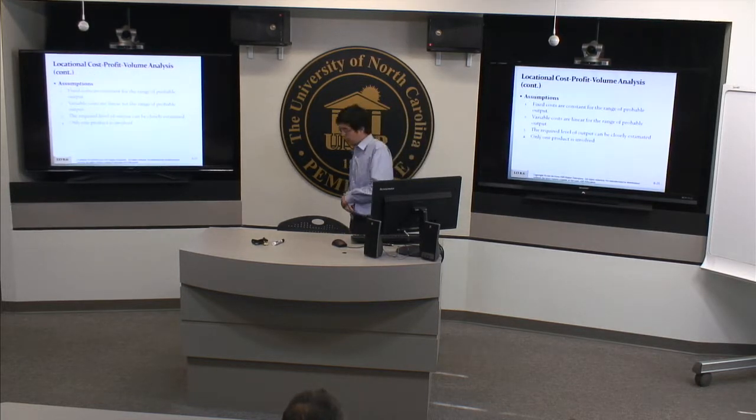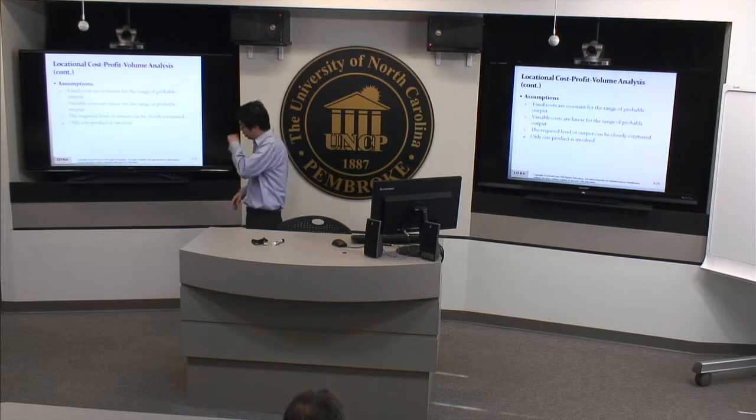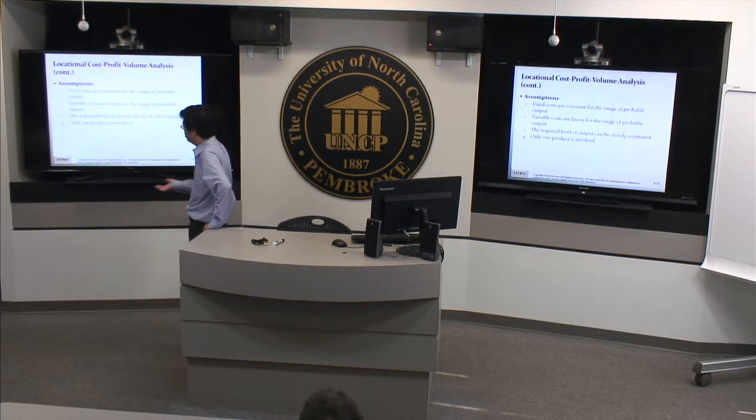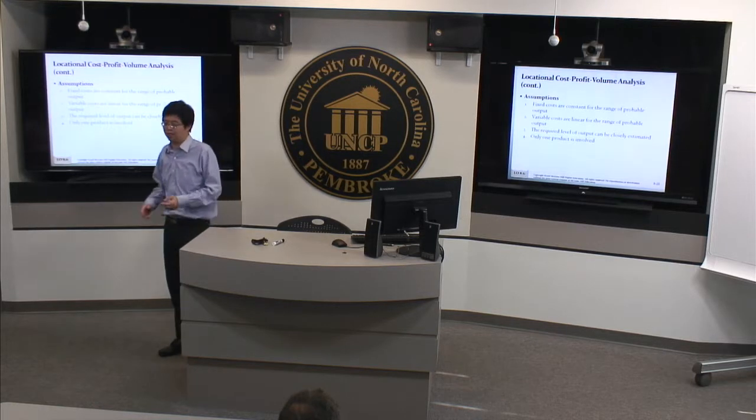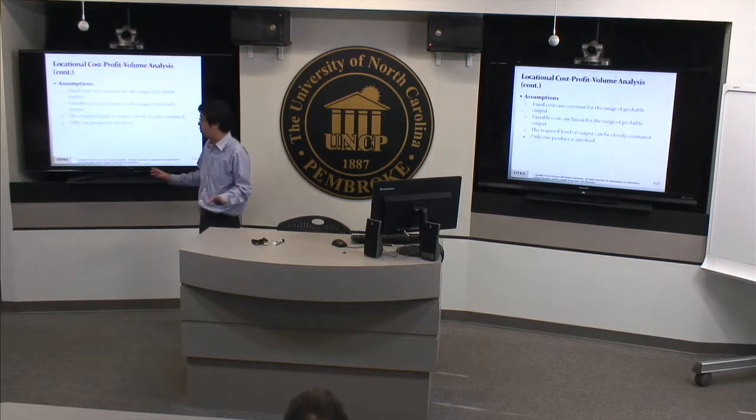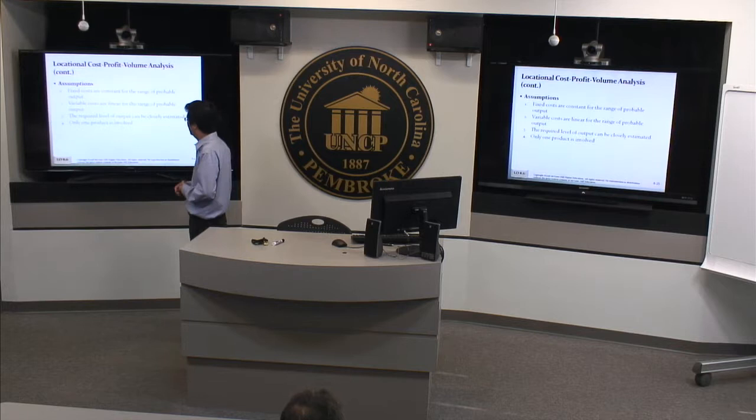There are some assumptions that we can use this model. First one is that fixed costs are constant. No matter what your output is, how many customers you serve, fixed cost is constant. Variable costs are linear. So it's like $2 per burger. If that's your cost, that's $2 per burger, no matter how many burgers you produce or serve.